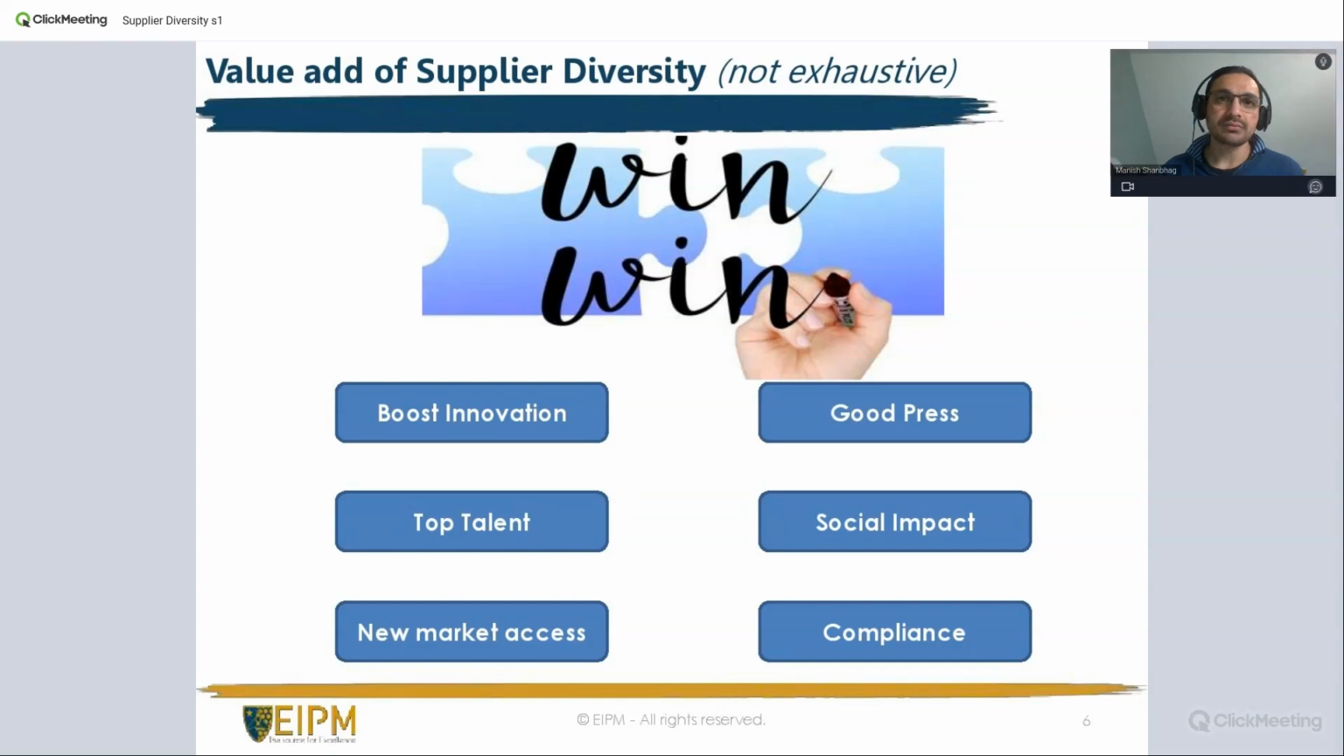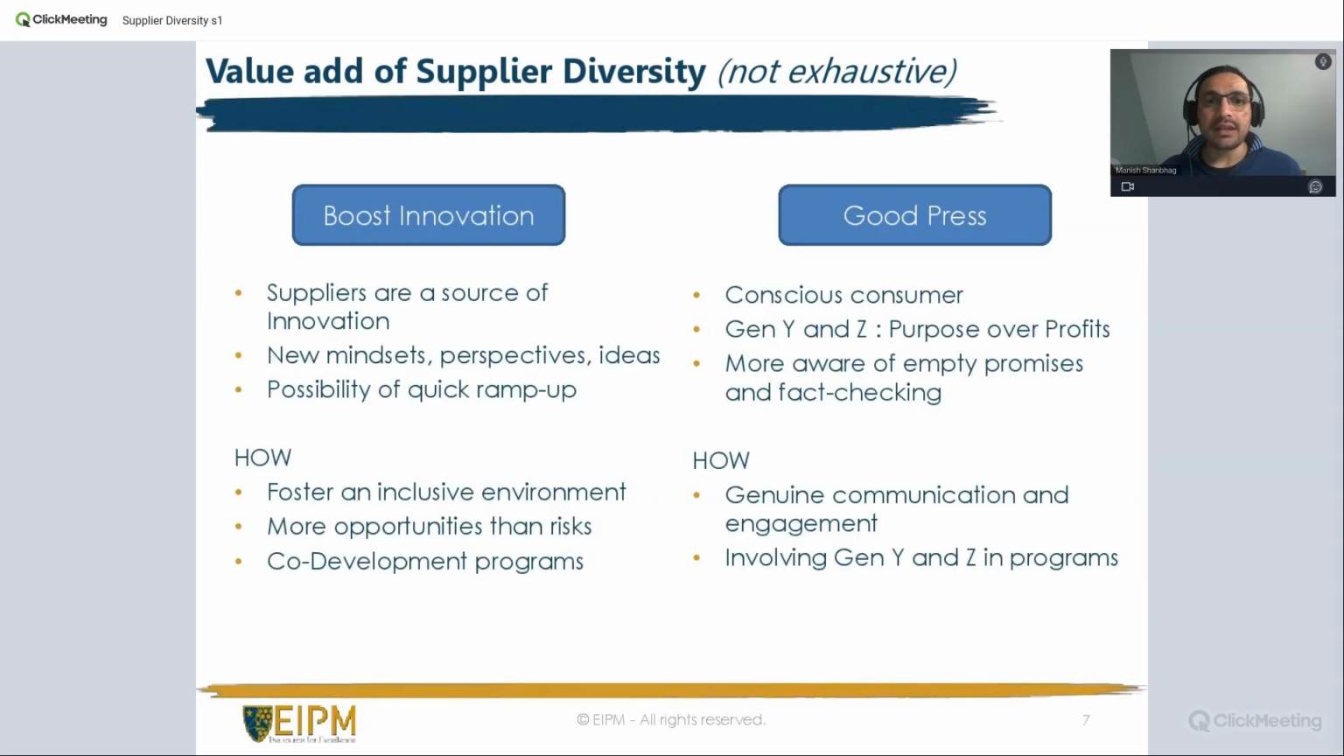There's the 6 buckets that we have seen. One is boost innovation. Okay, so looking at innovation, we'll go through these a little bit in detail in the next few minutes. Good press or media coverage. You have top talent attraction. So this is within the organization, top talent attraction. Social impacts. Obviously, you're creating a big social impact through this. It also gives you access to newer markets. Okay, and then we are also talking about adherence to compliance. So you're also compliant with whatever regulations that some organizations or government agencies might put in place.